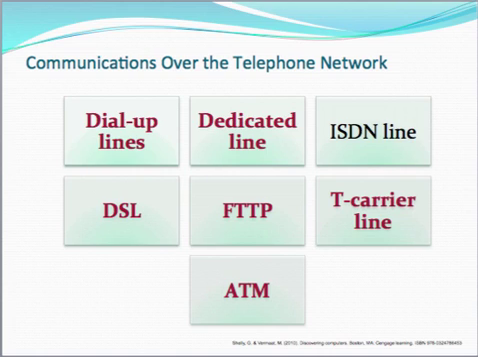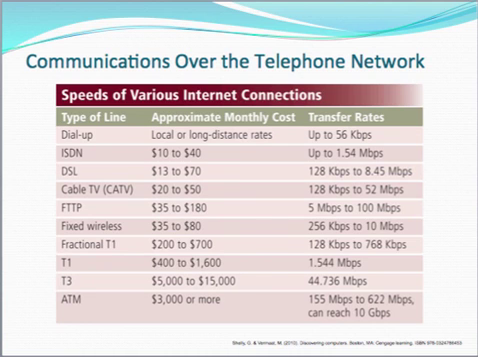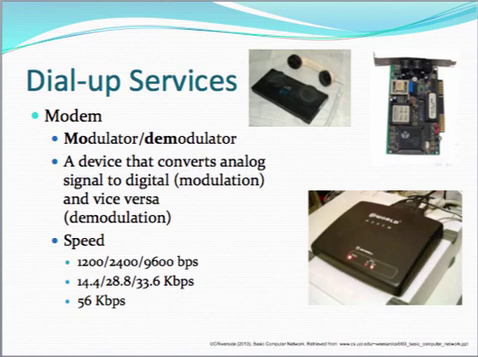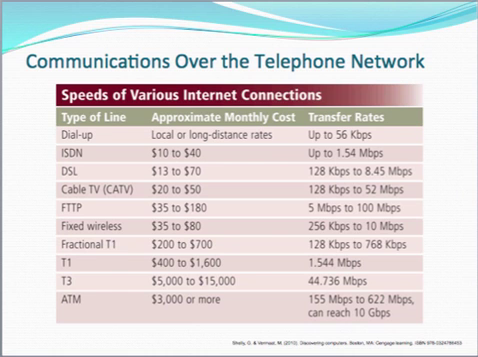Communications over the telephone network, dial-up lines, for example. I don't know if they're available. That used to be in the past, so we don't use that anymore. But other standards are ISDN line, T-carrier line, dedicated line, FTTP, ATM and DSL. DSL is what we use at home mostly. And here are the speeds and also some rates, monthly cost. Of course, it depends on the market too.